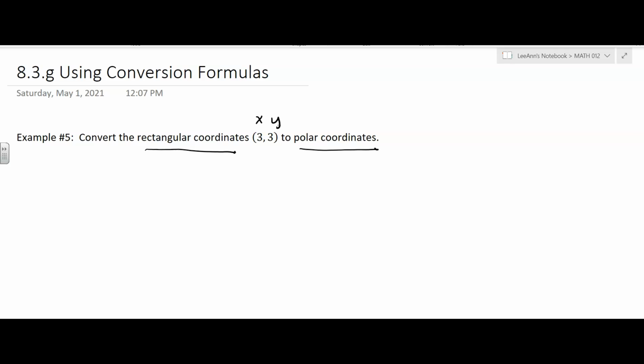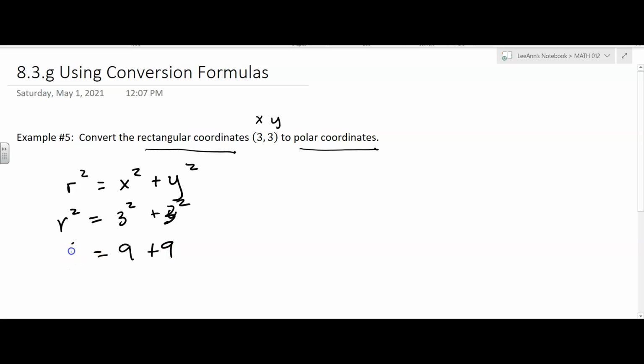Okay, so r squared equals x squared plus y squared. Well, we know x is 3 and y is 3. And so we get what? 9 plus 9. So r equals plus or minus the square root of 18. Okay?